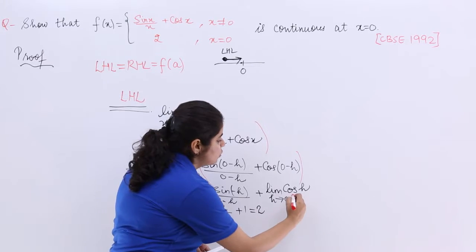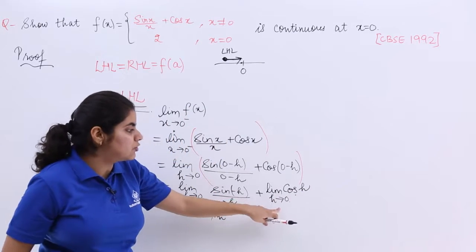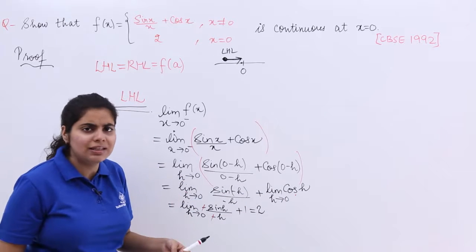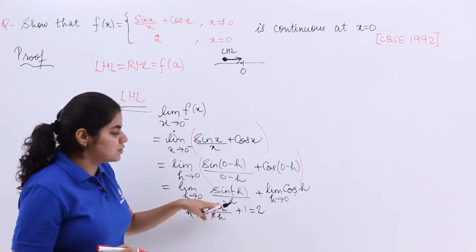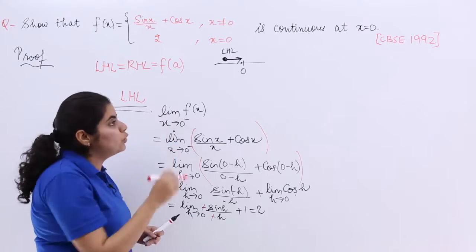The first formula that was used was here when I said limit h tends to 0 cos h, because we have started in class 11th the concept of limits. And here was the second formula used, limit h tends to 0 sin h by h. This is the value of LHL.